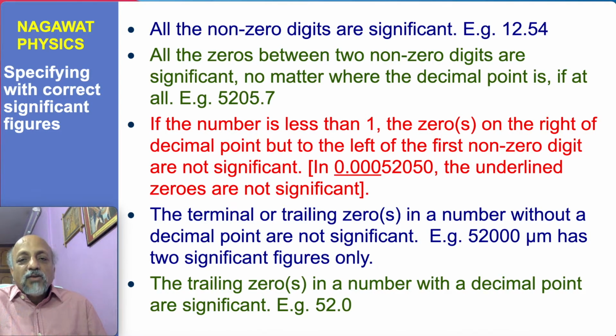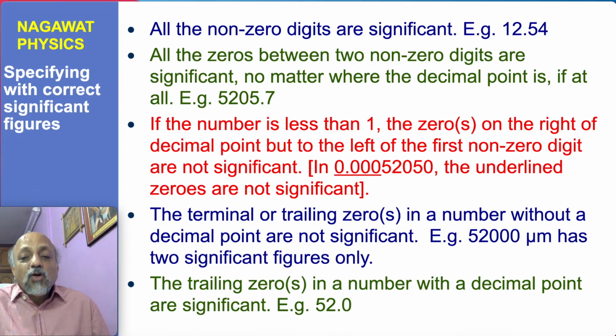So I repeat, the zeros on the right of the decimal point but to the left of the first non-zero digit are not significant. The underlined zeros in this example are not significant. The terminal or trailing zeros, even if you are not using a decimal point, are not significant. So if you write the value as 52000 micron, then the number of significant digits is only 2. The 000 appearing after 52 will not be considered significant.